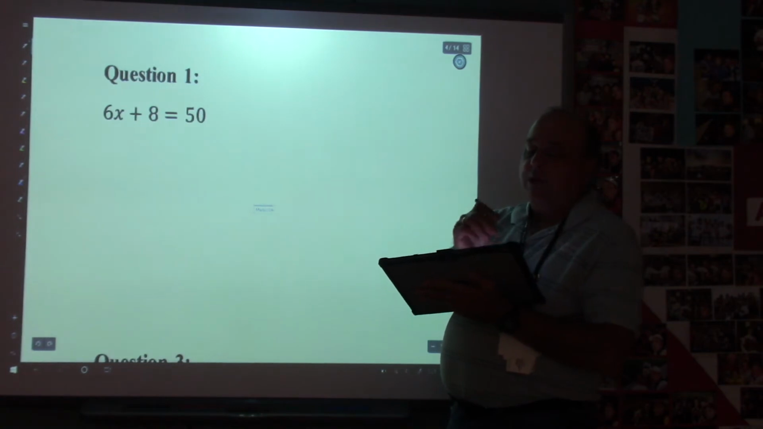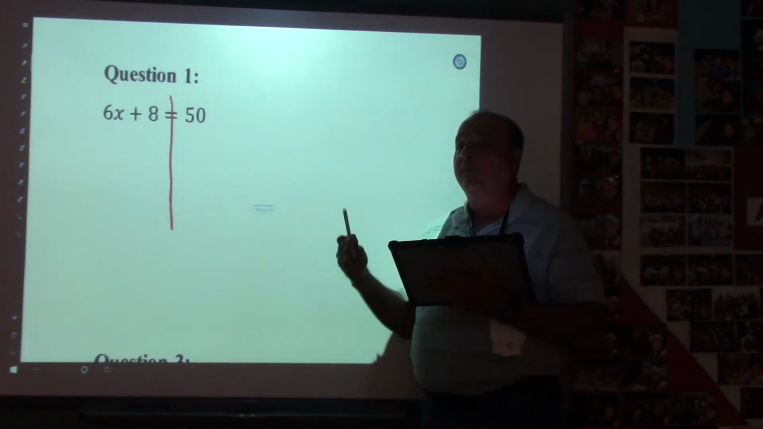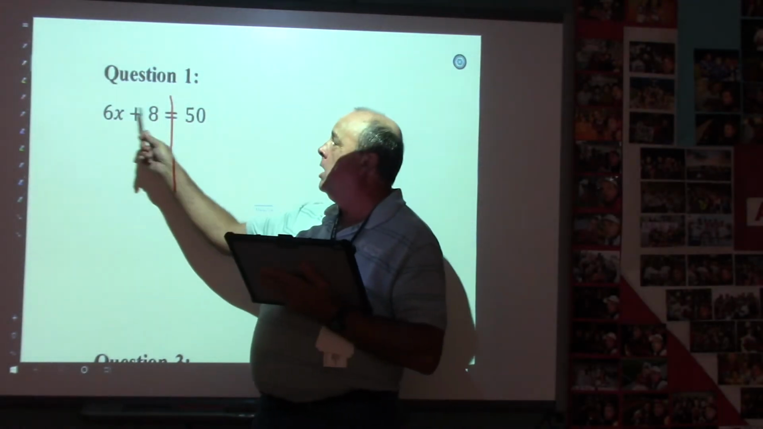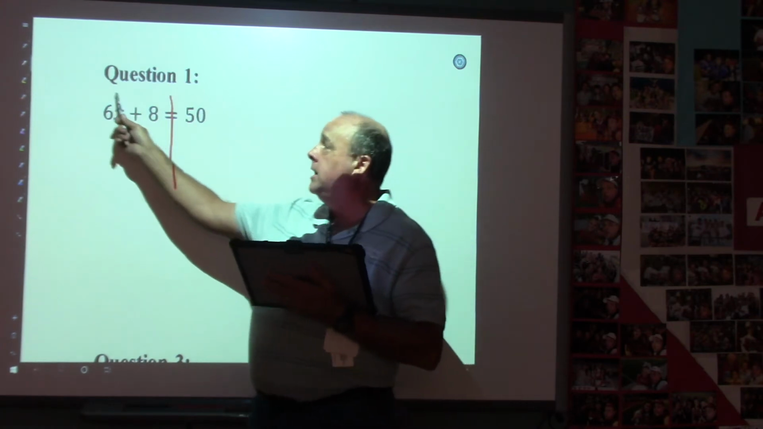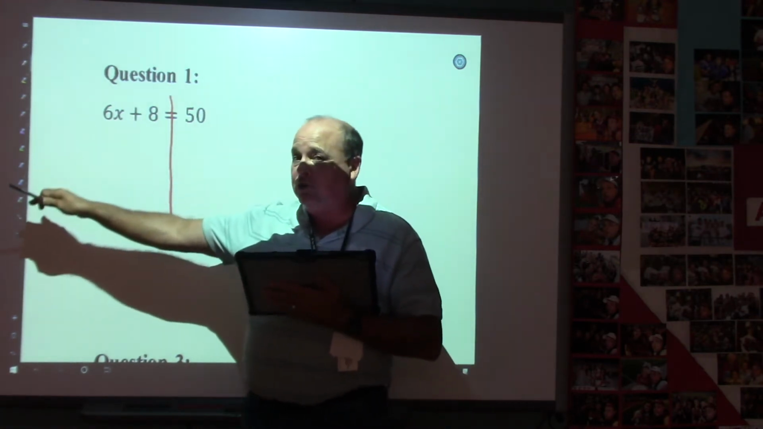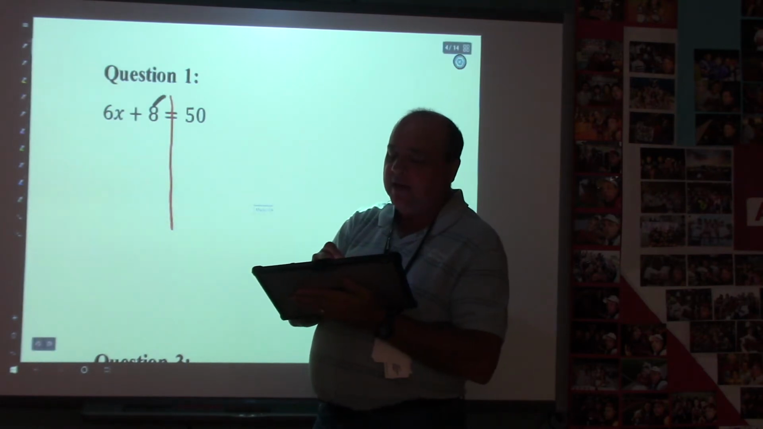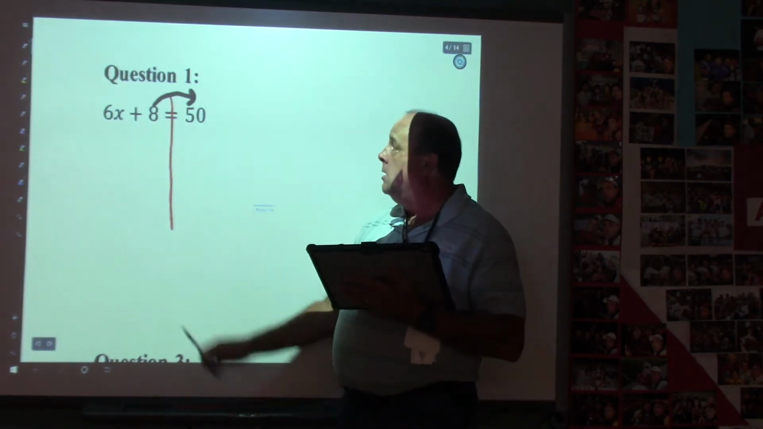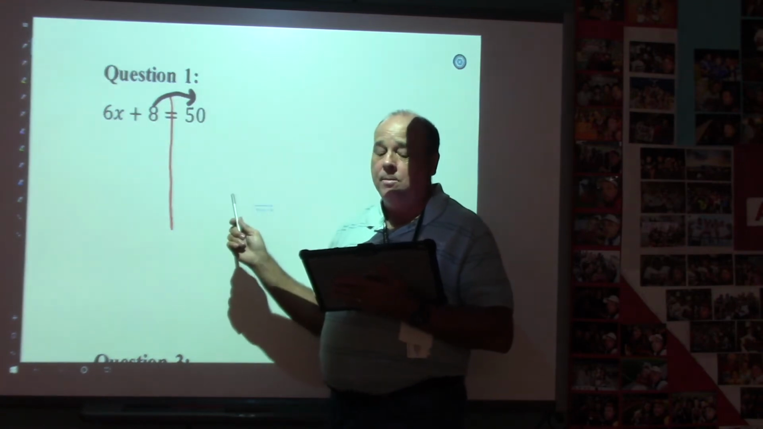Okay, this is what I would teach you to do. Draw a bar through the equal sign. Where are your variables? I got a variable, a constant, and a constant, don't I? I only got one letter. I want all my letters on one side, all my numbers on the other side. That means this 8 has to move across the fraction bar, don't it? If you got to combine numbers on the other side, you got to draw an arrow to move them across.